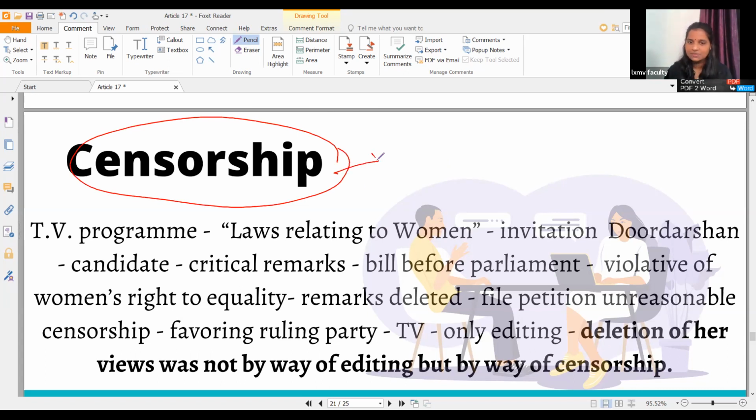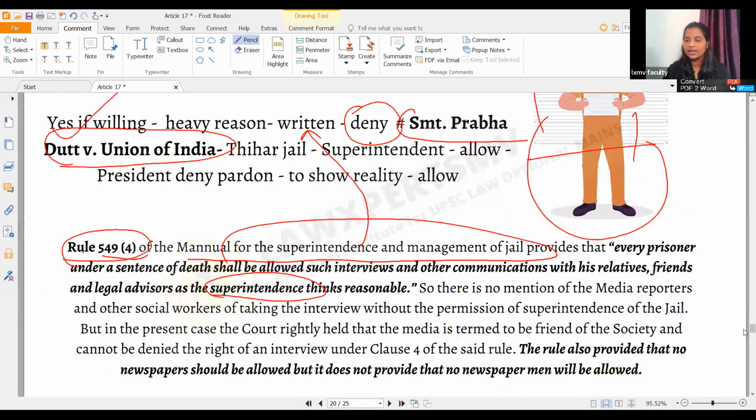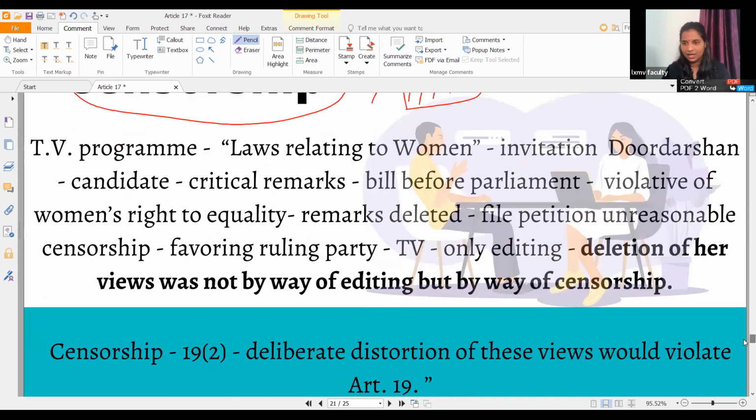What is censorship? Censorship is nothing but removing the inappropriate areas from your information, from your written format or something like that. Closing what is not required, which is inappropriate, you close it. That's what is censorship. Okay. Whether that can be applied on a newspaper or an interview, any news channel getting the interview, whether it can be censored. That was a question.